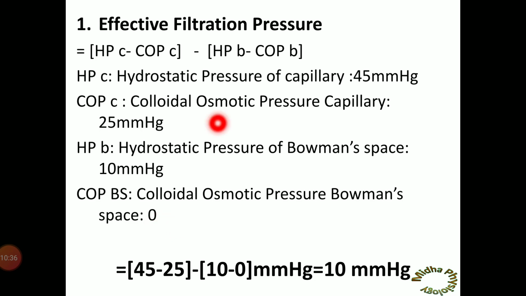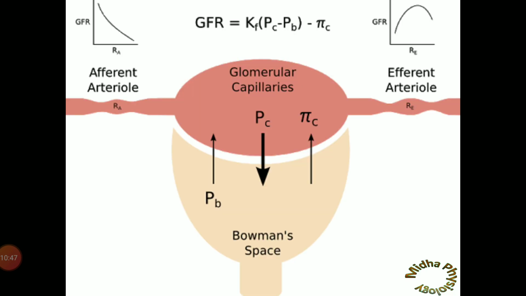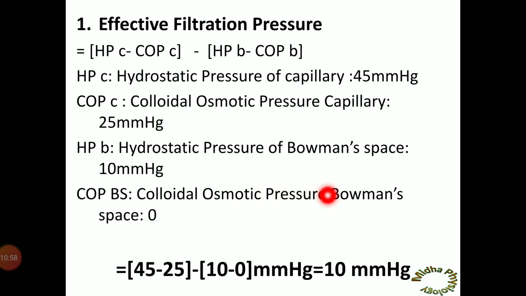Now the hydrostatic pressure in the Bowman's space is found to be 10 millimeter of mercury, whereas in normal condition the ultrafiltrate does not contain plasma protein, because the glomerular membrane present in these capillaries does not allow the plasma protein and the blood cells to be filtrated into the Bowman's space. That means the colloidal osmotic pressure in the Bowman's space would be 0. So if you calculate the filtration pressure opposing the filtration of blood through the glomerular capillary in the Bowman's space, the hydrostatic pressure of the Bowman's space plus the colloidal osmotic pressure of the Bowman's space would be only 10.